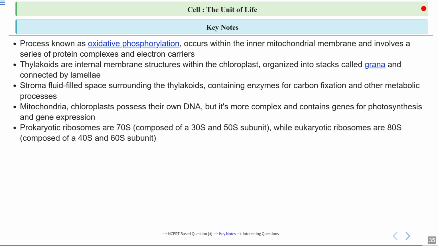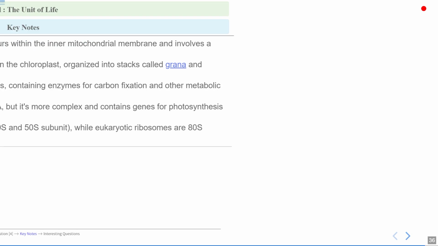Prokaryotic ribosomes are 70S, while eukaryotic ribosomes are of 80S type. You should know about the larger and the smaller subunit present in these kinds of ribosomes.